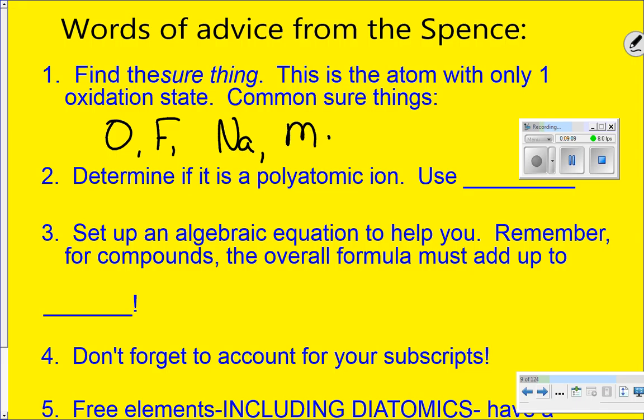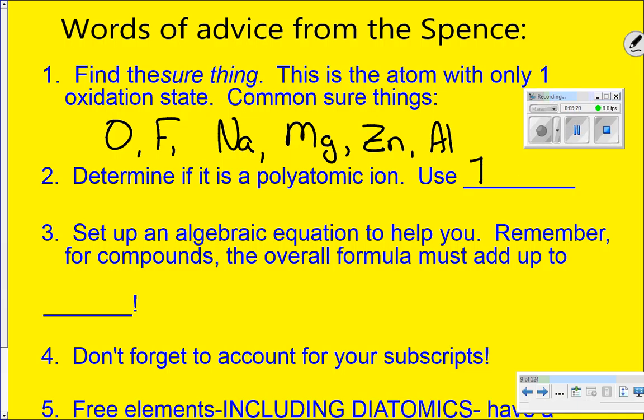Magnesium is another example, group 2 ions. Often zinc and aluminum are used. They each only have 1 charge as well. Identifying polyatomic ions can sometimes be helpful. These come from table E.